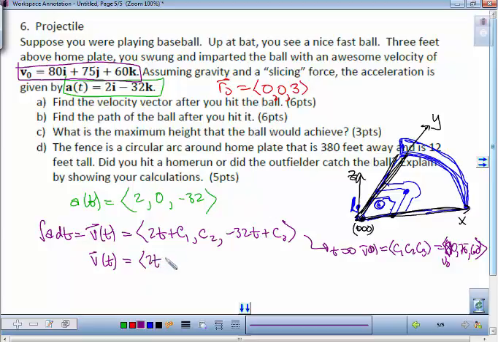So just to rewrite everything over, we got our velocity vector to be 2t plus 80, comma 75, comma negative 32t plus 60, feet per second. Okay, I'm just integrating along.